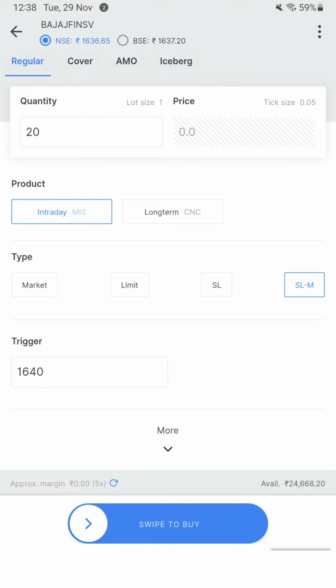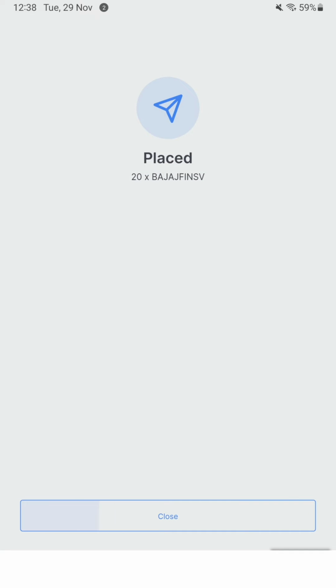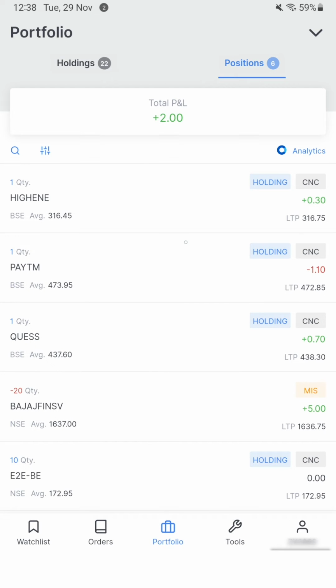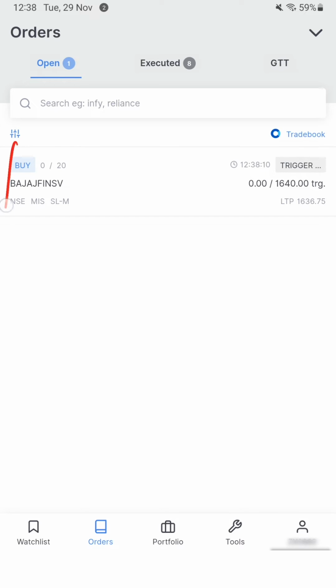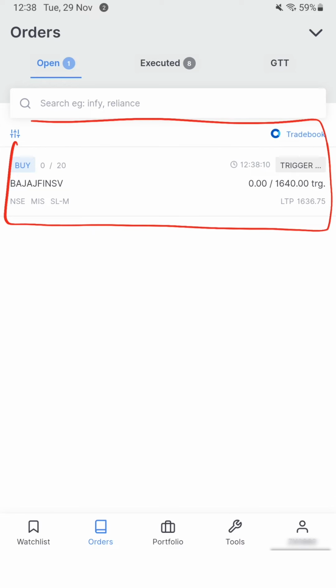So this is one way of setting stop loss. I'll have to swipe to buy, and I have set the stop loss. I can go to my orders section and I can see that this order is now open. So I'll go within open and you will see this order is now open.